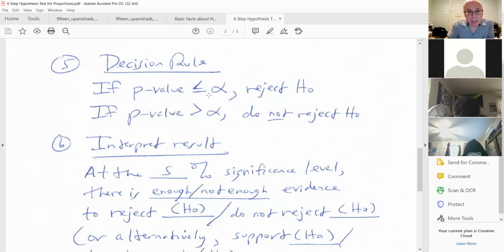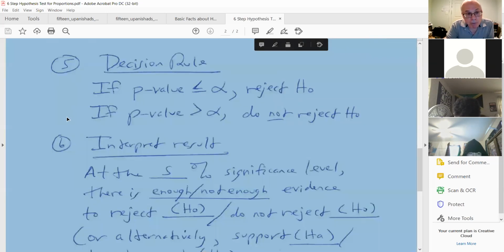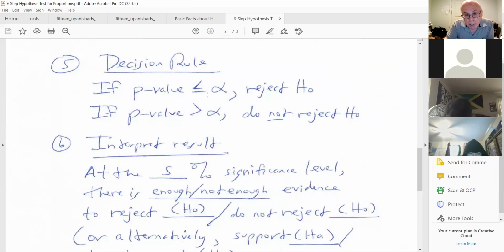But here's the deal. If the p-value is less than or equal to alpha, now, be careful. If you're expressing your p-value as a decimal, you have to express your alpha as a decimal. If you're expressing your p-value as a percentage, you're going to express your alpha as a percentage. But please, I would recommend just expressing it as a decimal. Both of these have to be expressed the same way. If the p-value is less than or equal to alpha, the decision rule is reject H0. Reject the null hypothesis, period. No thinking about it. That's the rule. If the p-value is greater than alpha, do not reject H0.